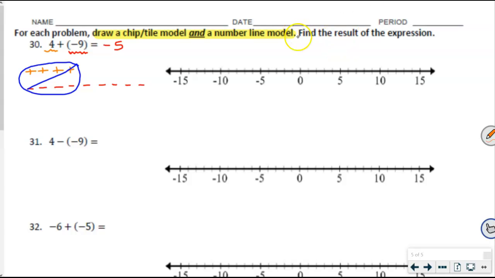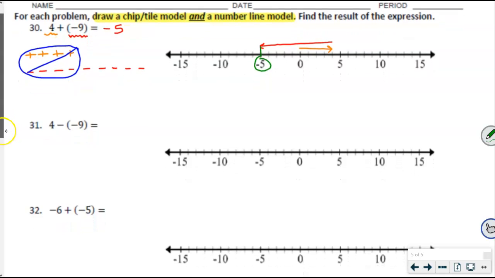Let's show that same stuff on a number line. We have to first go from 0 to 4. And now we have to go in the negative direction 9. So starting where I left off, 1, 2, 3, 4, 5, 6, 7, 8, 9. Where did I end up? At -5. Just like I ended up with -5 or 5 rocks, I got the same answer each time.